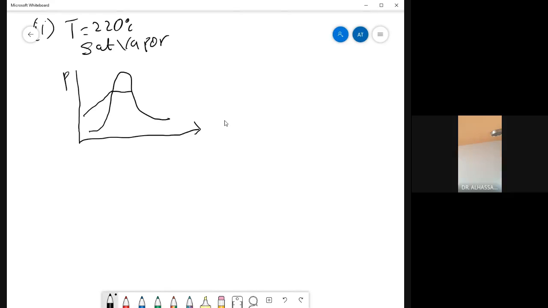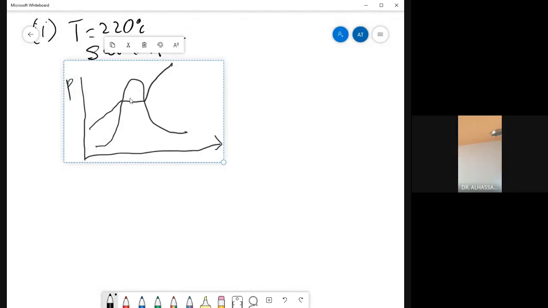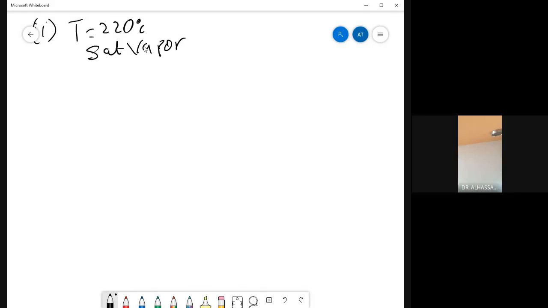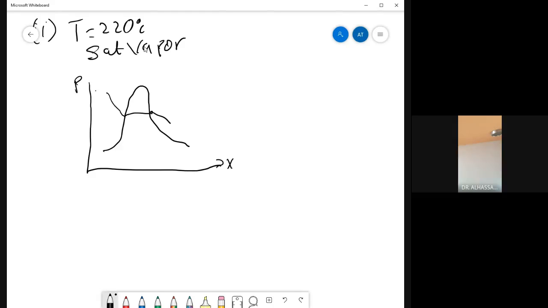So this is wrong. The PV diagram should be different. Sorry. So it should be like this. So we have this. Okay, so the state of our fluid is saturated vapor. Saturated vapor means it is in this state. So we want to find the internal energy that corresponds to this region. That gives us U what?